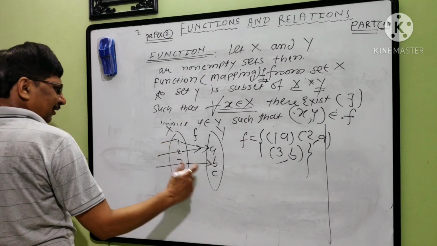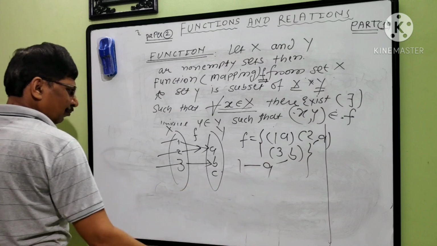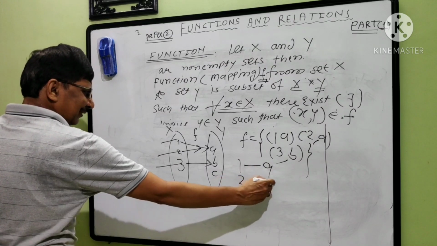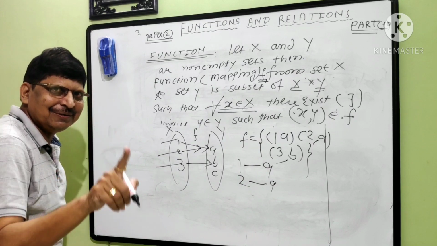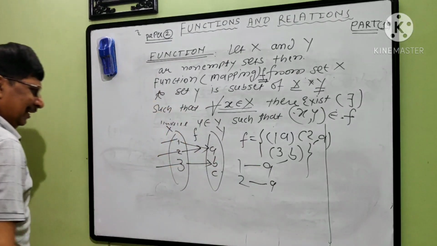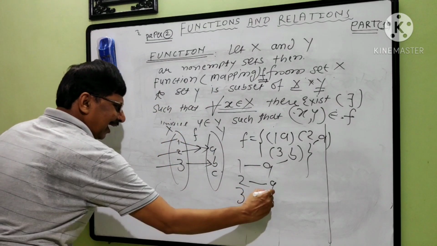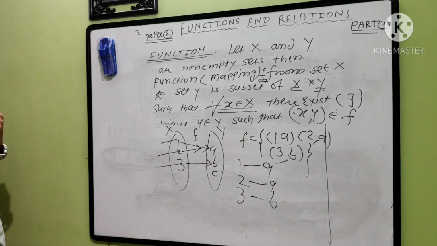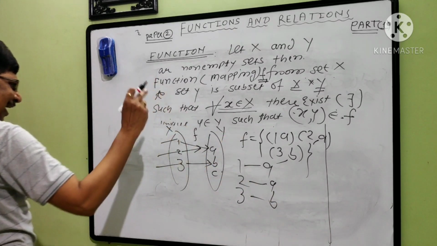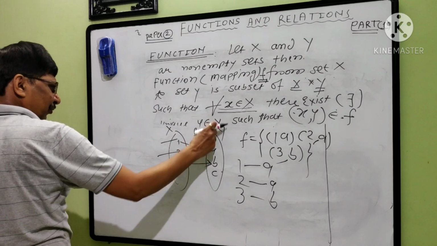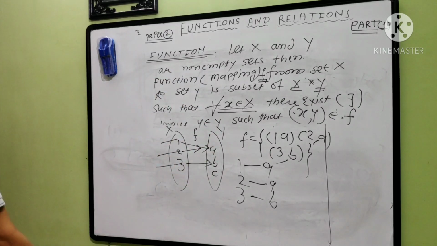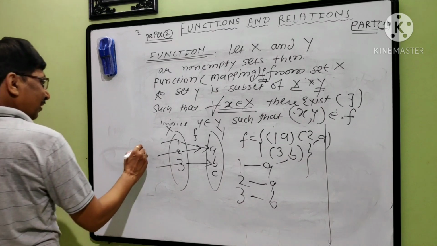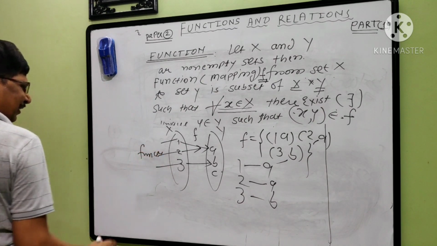Now for 1 there is a unique. For 2 there is a unique. For 1 there is only 1. For 2 there is only one element related. For 3 also there is only one element. Means each element is related, and it is related to a unique one. Means there exists a unique y in this set Y. Okay, that means it is a function. Don't be confused, it is a function.